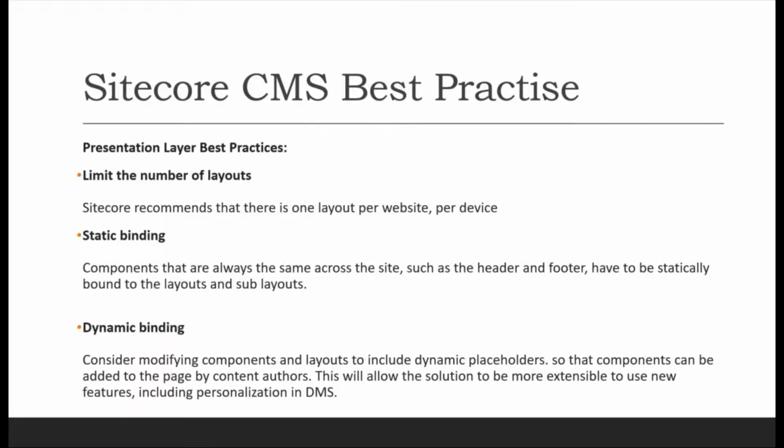Static binding is for when the component is the same across the site and doesn't change often. For example, header and footer are statically bound to the layout. Dynamic binding is using a dynamic placeholder, so that the content editor can add a respective component in the experience editor. With dynamic binding, the component data sources are dynamically attached. In that case, you can go with dynamic binding.